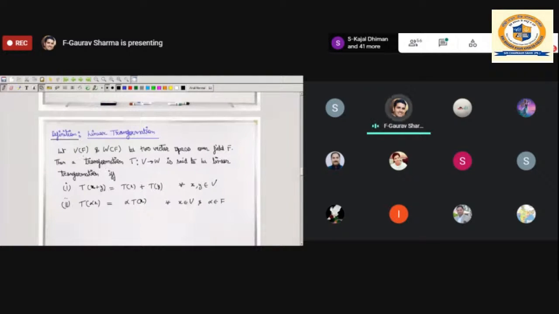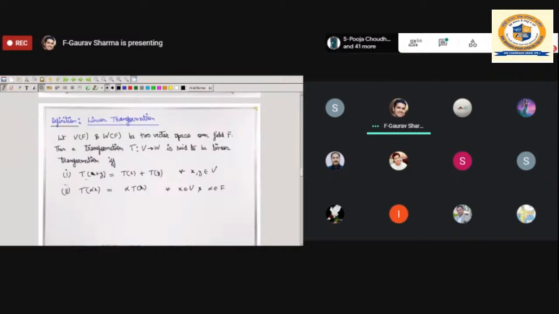Let V and W be two vector spaces over field F. Then a transformation T, defined from V to W, is said to be a linear transformation if and only if T of x plus y equals Tx plus Ty. This is the first condition, and the second condition is T of alpha x equals alpha times Tx. If any transformation holds these two conditions for a vector space V, then we say that this transformation is linear.